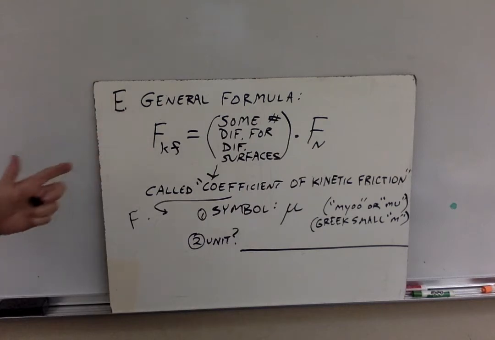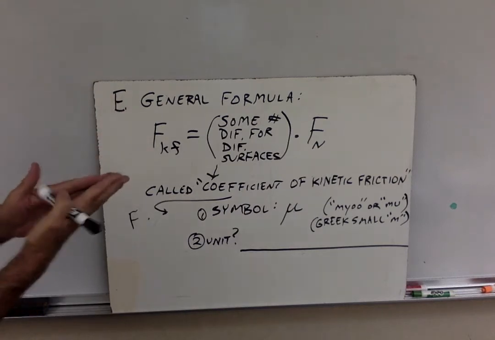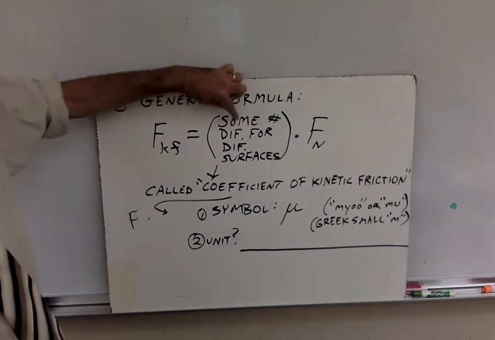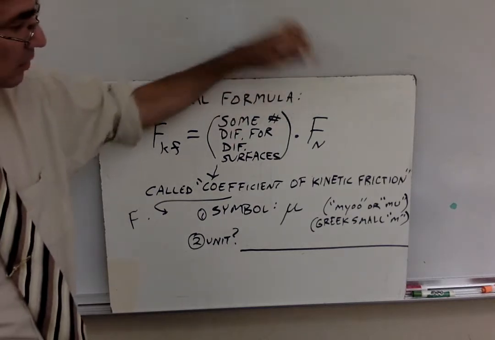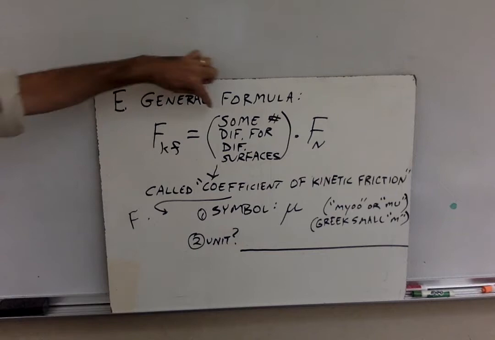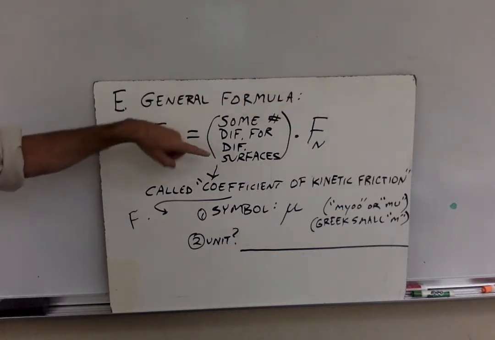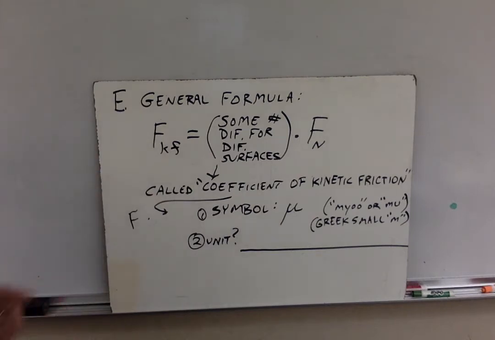And we find that's generally true for surfaces that slide one over the other. The force of kinetic friction equals some number that's different for different surfaces times the normal force. This number here is a coefficient, of course, coefficient of a variable. It's called a coefficient of kinetic friction. That's a pretty obvious name.